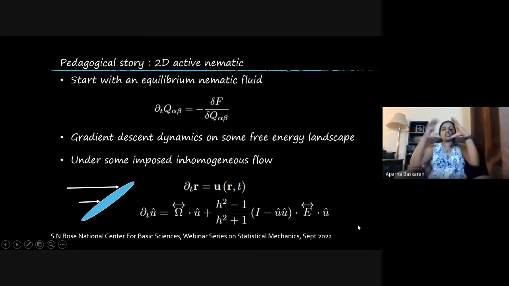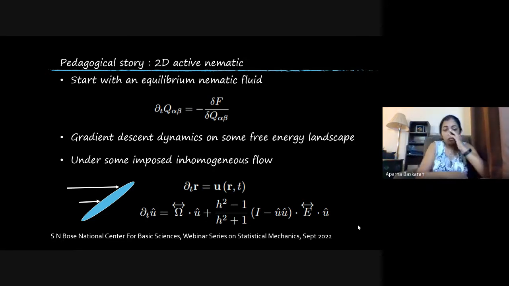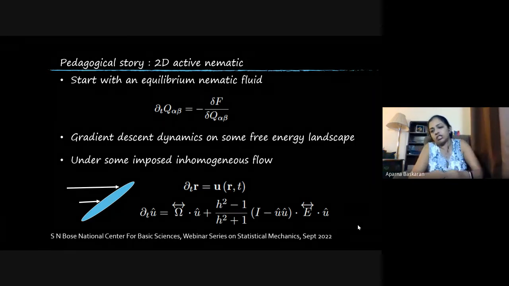You can imagine that if it's a sphere, it's not going to turn at all. And if it's a really, really skinny rod, it's going to turn well. You just include that piece of information in here. These things are called Jeffery's equations, and they have been written down for more than 100 years at this point. So we just take this well-studied equation to say, this is what will happen if I took a nematic and imposed an external inhomogeneous flow on it.